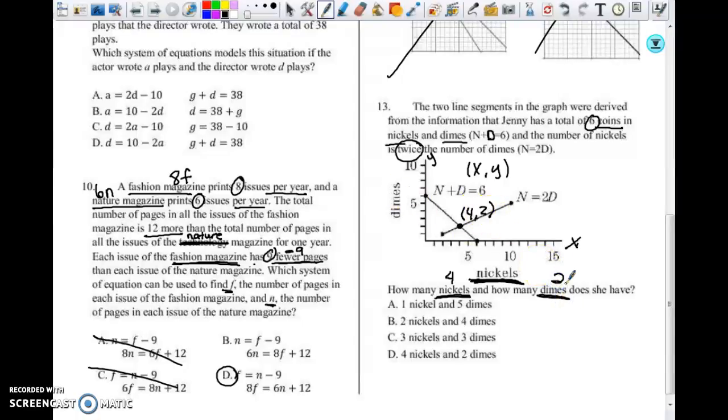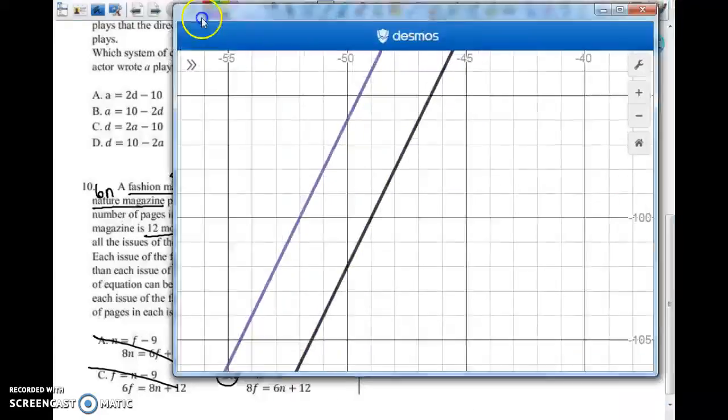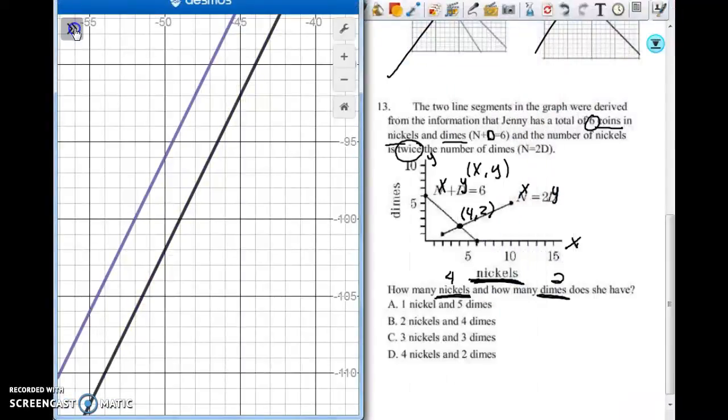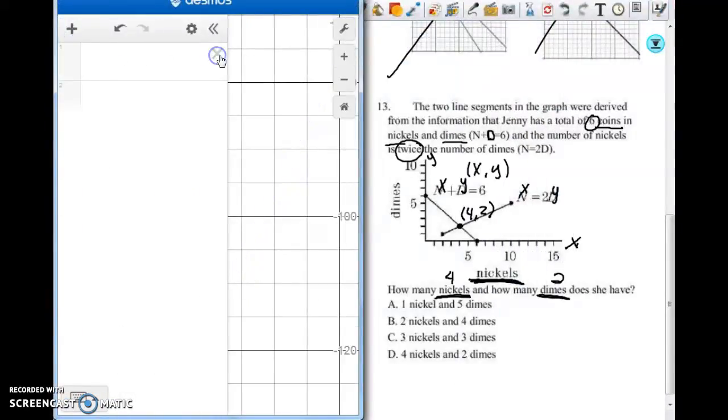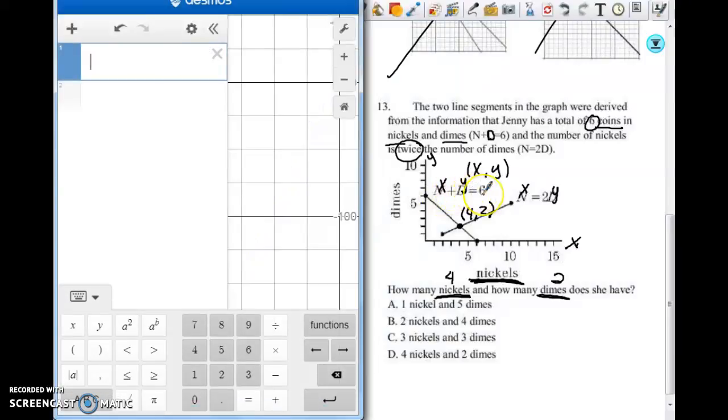So you can go on ahead and mark your answers. If for some reason you had a hard time reading the graph, guys, put the equations into Desmos. I make N the x and D the y, and plug it in. So put in x plus y equals 6, and then x equals 2y.